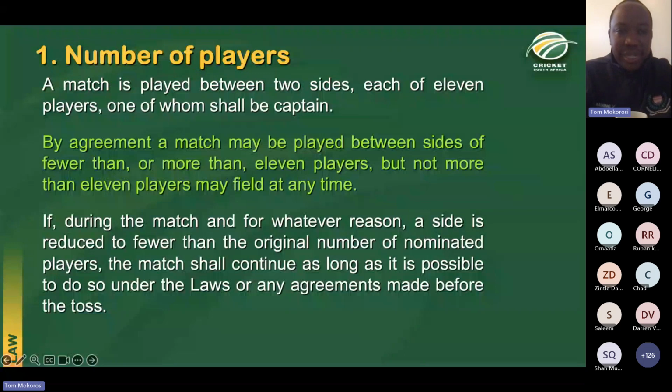If during the match and for whatever reason a side is reduced to fewer than the original number of nominated players, the match shall continue as long as it is possible to do so under the laws or any agreements made before the toss. I just want to touch on that last point, any agreements made before the toss. You can either make agreements before the toss or at the toss, or you can play a match based on the playing conditions of that match or tournament.